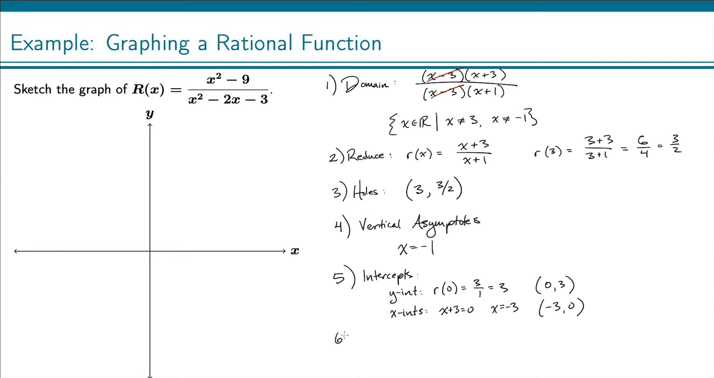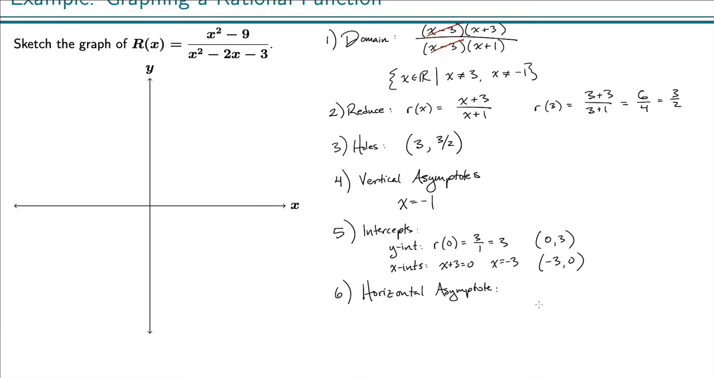Next, we want horizontal asymptotes. For our horizontal asymptote, we look at the leading term, and we again just have to look at our reduced form. So our reduced form here, we've got an x on top and an x on bottom. Those are the leading terms. Those have the same degree, and that means that the horizontal asymptote is just the leading coefficients, which in both cases here is just 1. So our horizontal asymptote is y equals 1 over 1, which is just 1.